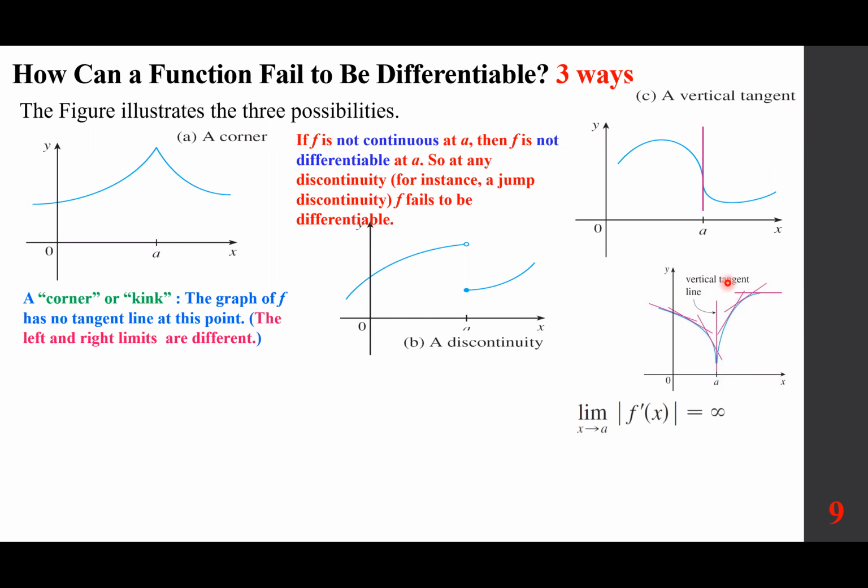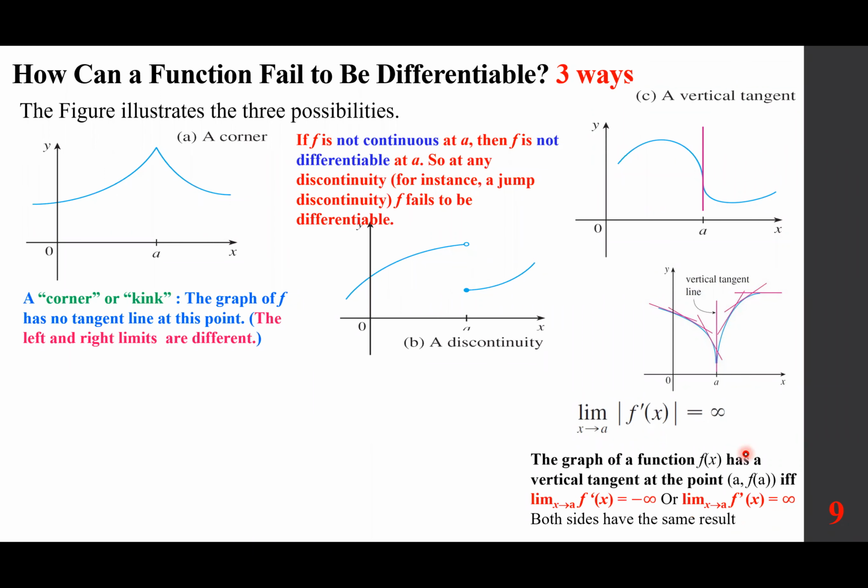In the case of a vertical tangent line, the limit of f prime of x as x approaches a is infinity in the absolute value sense, meaning from both sides we go to negative or positive infinity. That's a more precise definition. Again, you don't have to worry about that. There is a little bit more to it. I will explain it here.